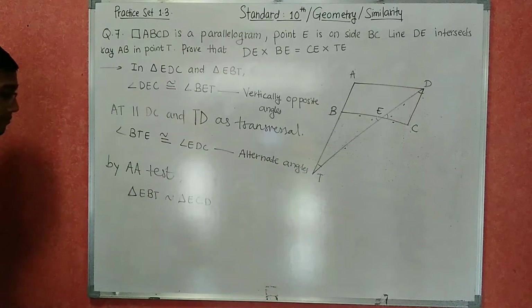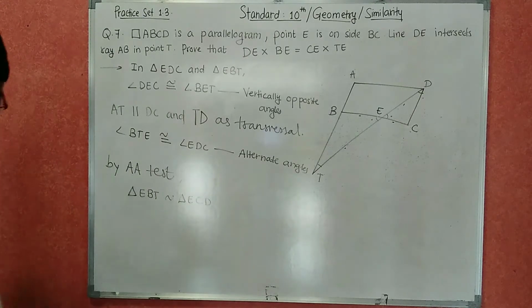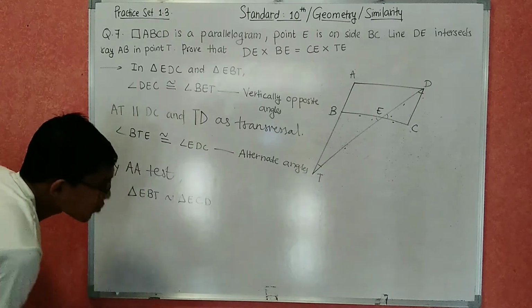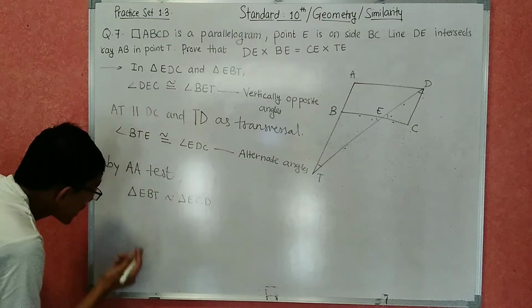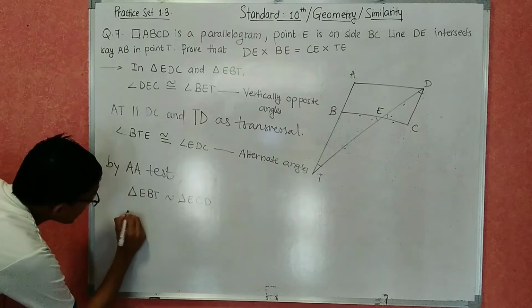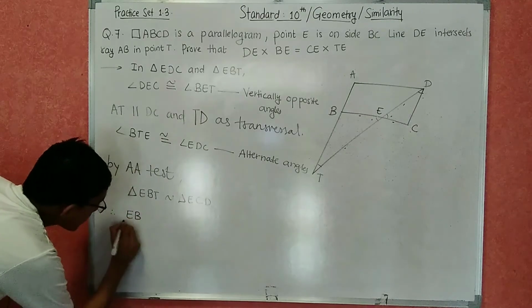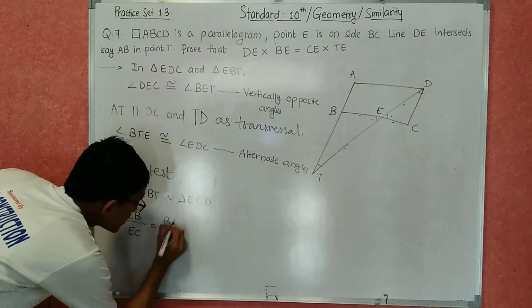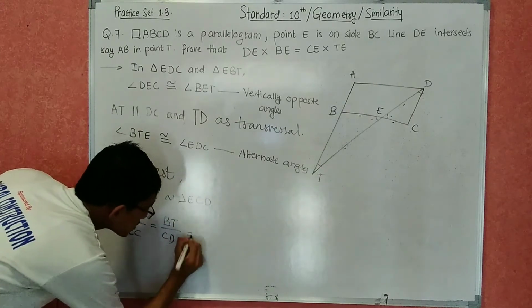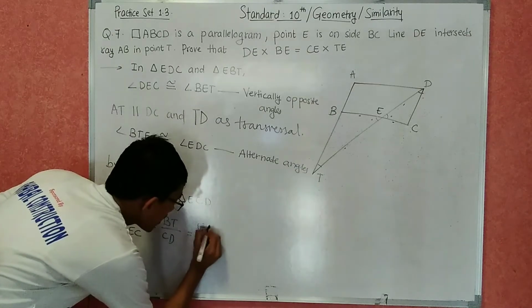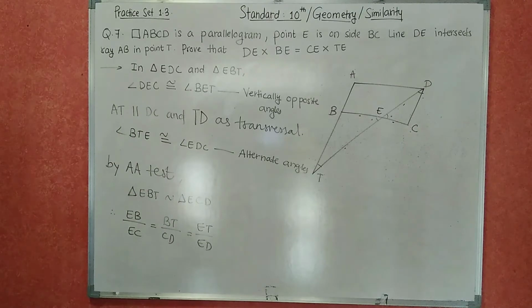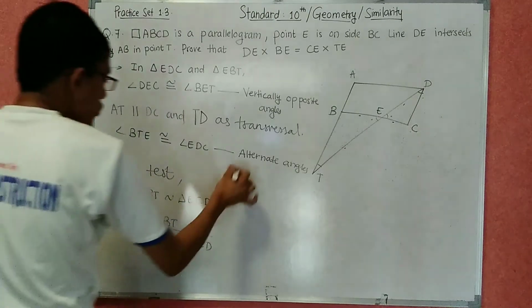Now we can take the proportion of these corresponding sides. The ratio of these corresponding sides are proportional to each other. Therefore EB upon EC is equal to BT upon CD is equal to ET upon ED. So the corresponding sides are in the same proportion. We have noted it down.